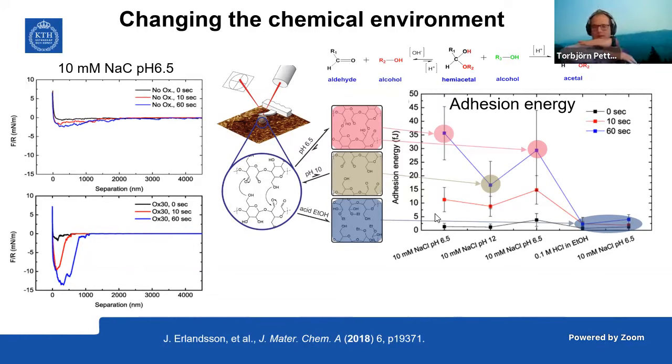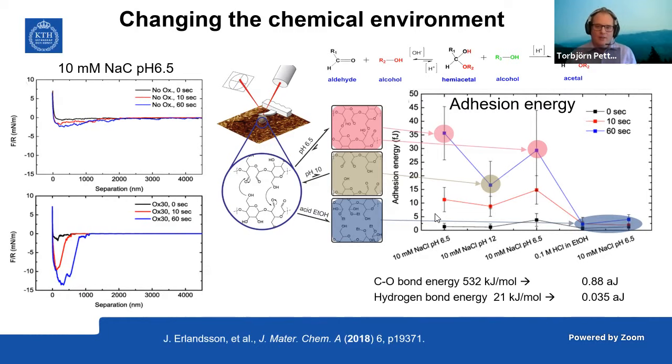The aldehydes are blocked with acetals with the ethanol from the solution. And if we look at the energy needed to break a covalent bond, a C-O bond, it's around 530 kilojoule per mole. If we calculate per bond, it's 0.88 attojoule. And if we look at the energy levels that we actually have, we have around 35 femtojoule.